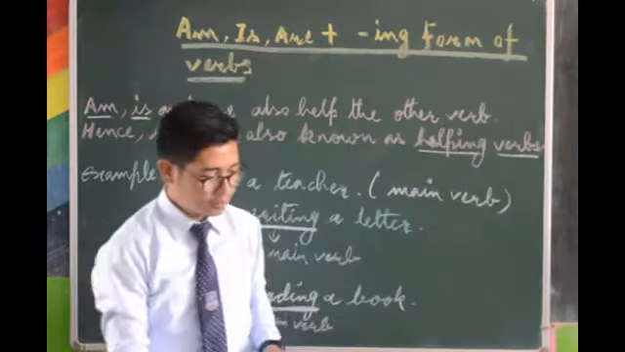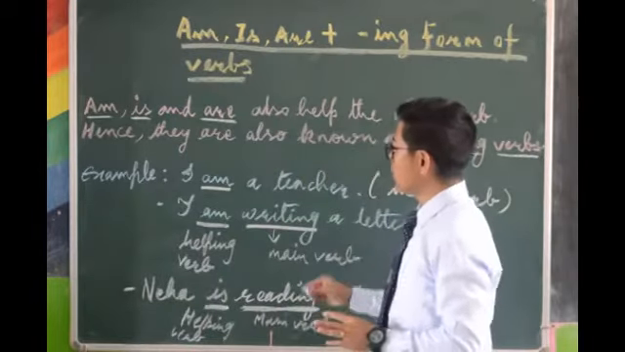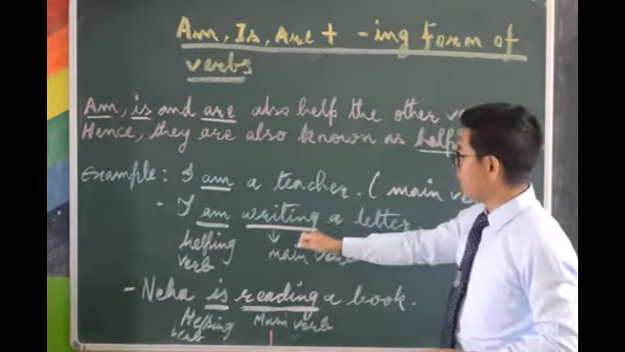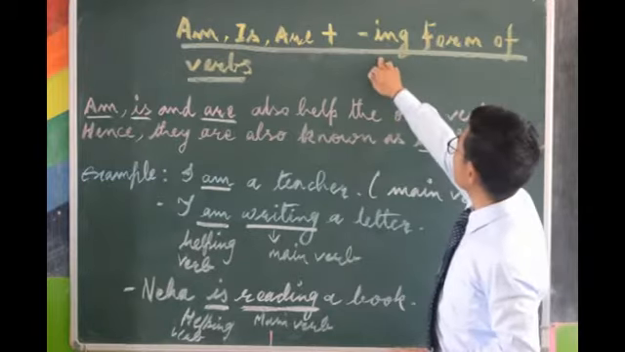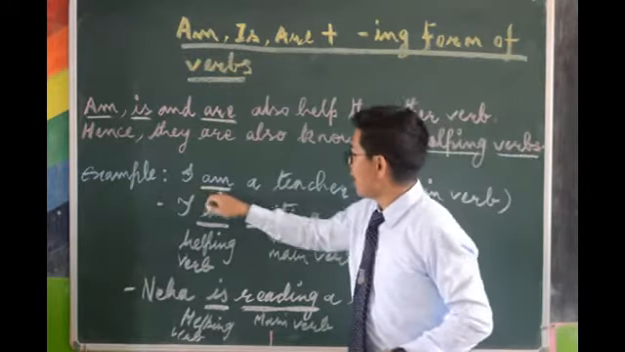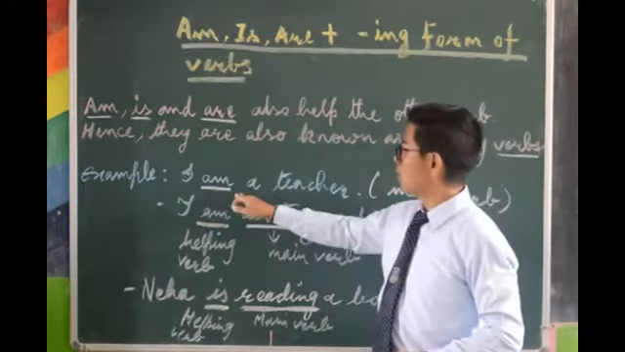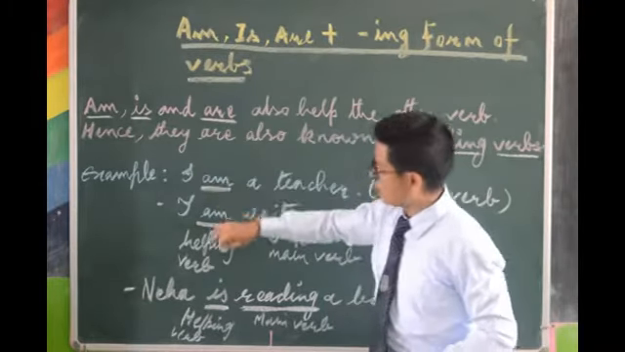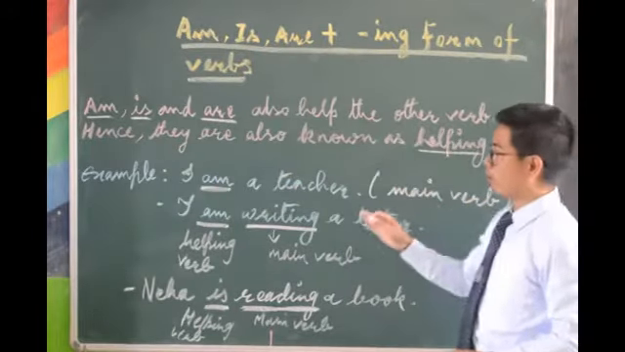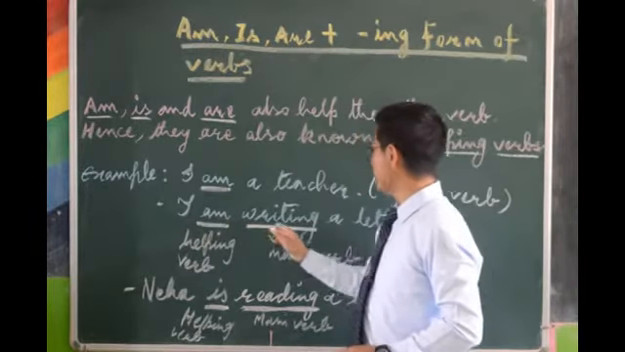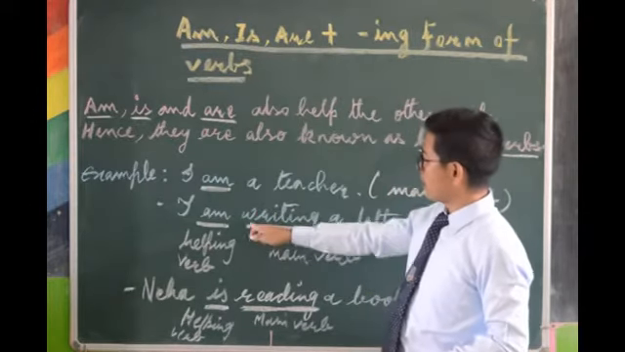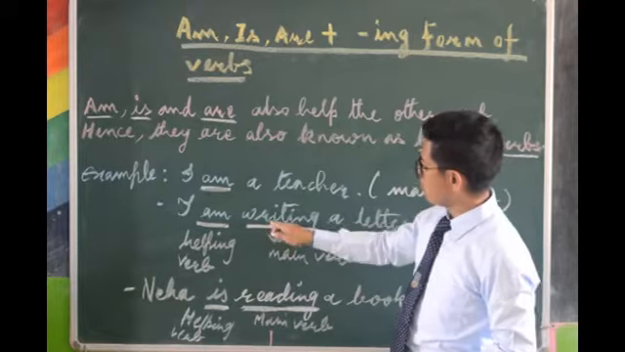Now remember, whenever you use a helping verb and a main verb, the main verb always ends with the ing form. As you can see in the sentence, I am a teacher, there is no other verb since am is not helping any other verb, so am is the main verb. But if you see the next sentence, I am writing a letter, am is helping another verb, that is the main verb, writing.